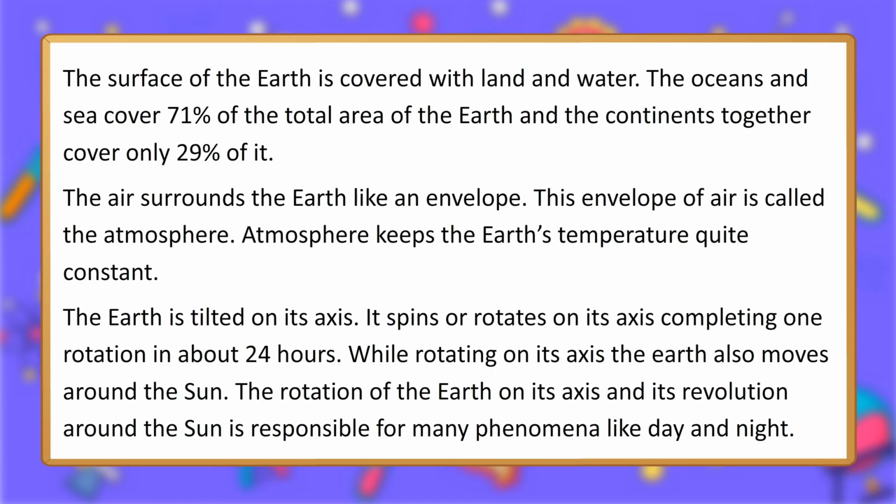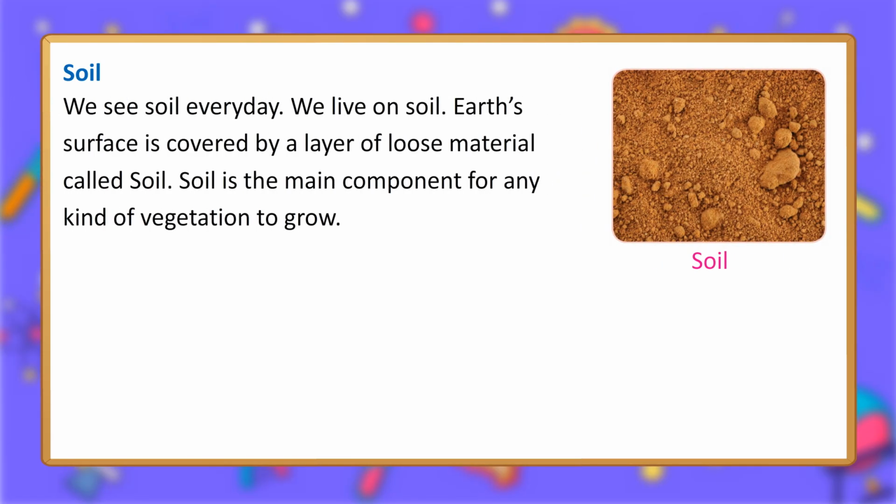While rotating on its axis, the Earth also moves around the Sun. The rotation of the Earth on its axis and its revolution around the Sun is responsible for many phenomena like day and night. Soil. We see soil every day. We live on soil. Earth's surface is covered by a layer of loose material called soil. Soil is the main component for any kind of vegetation to grow.